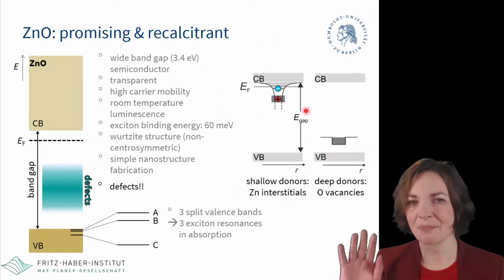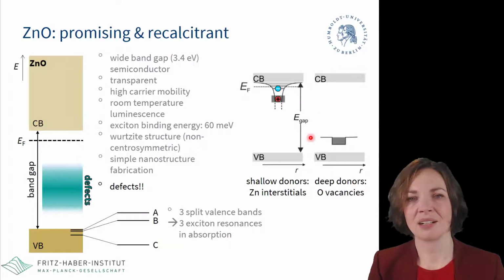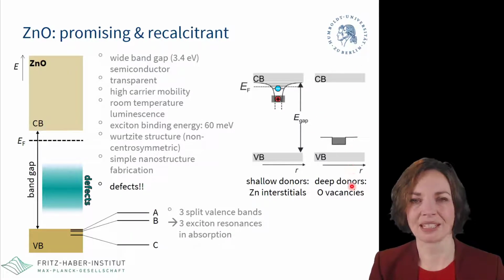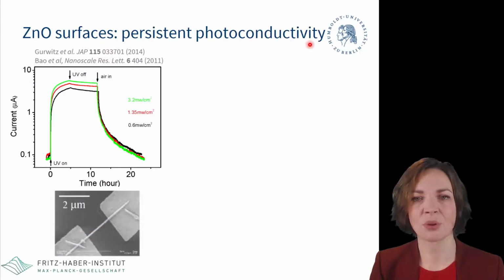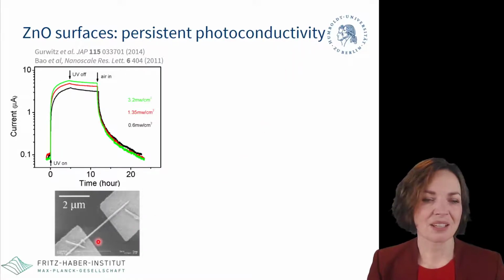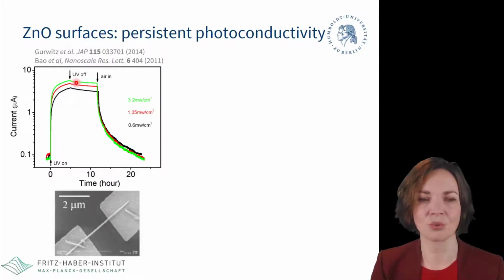These defects are manifold. As an example, there are shallow donors due to zinc interstitials and also deep donors resulting from oxygen vacancies. And these are suspected to be relevant when it comes to the persistent photoconductivity of zinc oxide. So if you take a zinc oxide wire, for example, and illuminate it with UV light, you can enhance the conductivity of the sample by almost 2 orders of magnitude. And this conductivity persists even if you turn off the UV light. This is why it's called persistent.